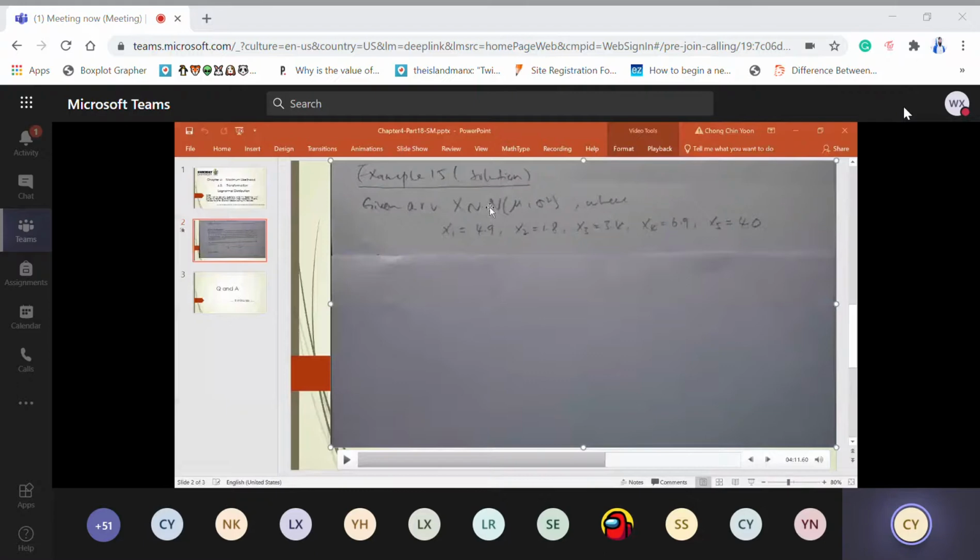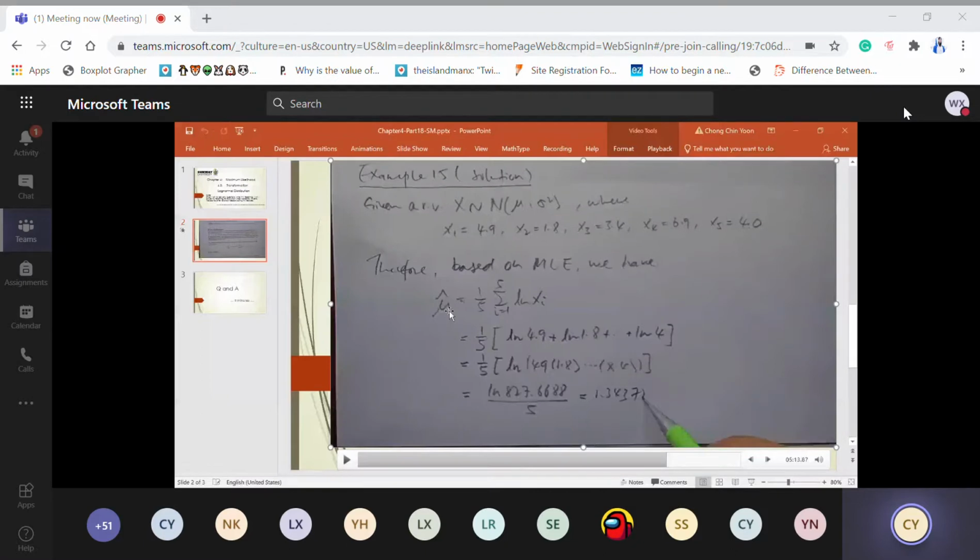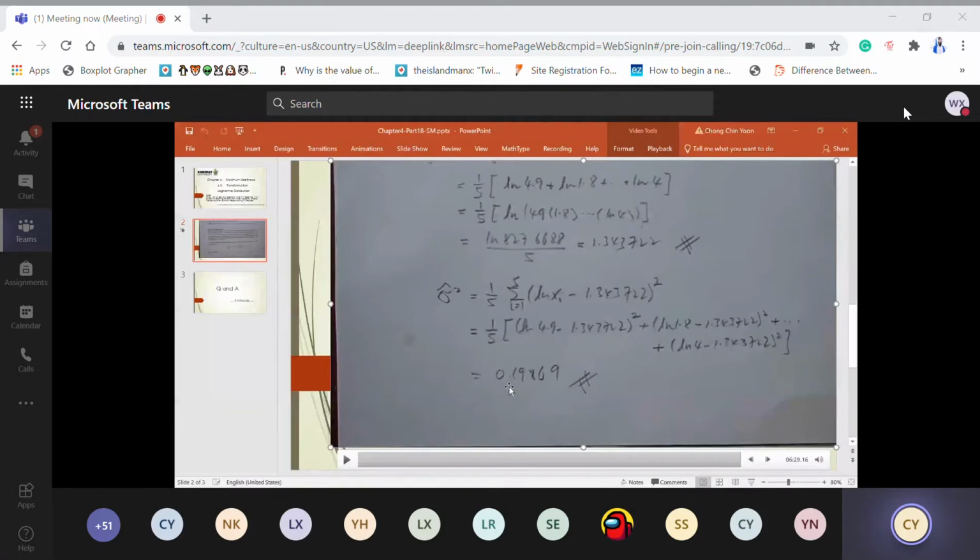So I need to calculate what the mu and sigma square are. You just use the formula: place the observations, take the log, and after that sum up. Then you get the solution for the mu. The mu is about 1.34. This mu is a parameter for the log normal. Next is the sigma. Again, use the formula, substitute all the observations, and you calculate, you will have sigma square as 0.19.